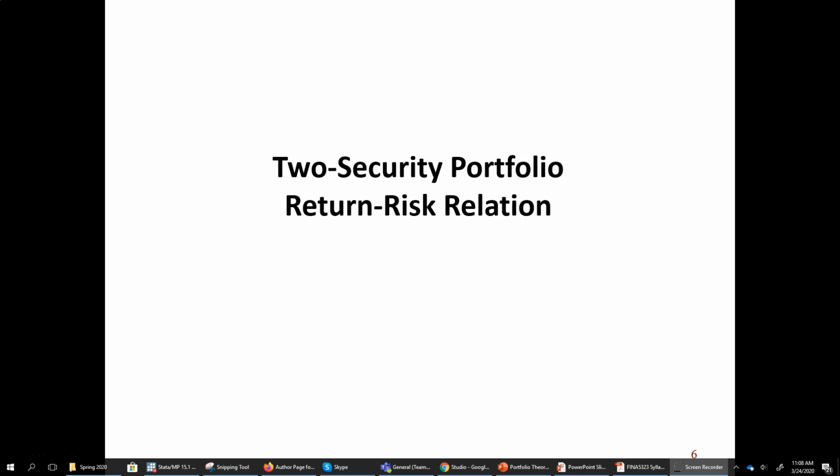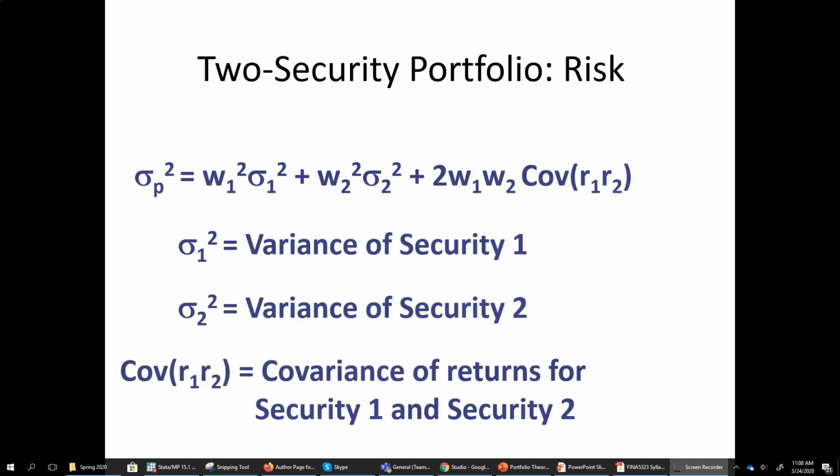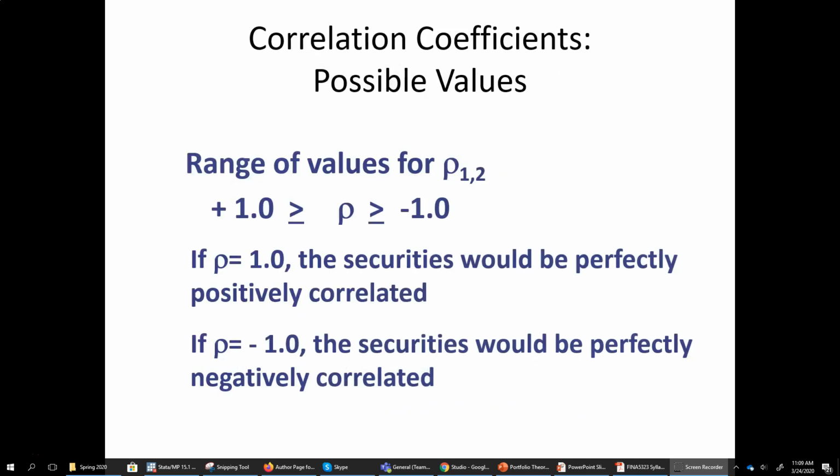So let's begin by reviewing the two security portfolio. In a two security portfolio, we talked about risk, and we've covered this before. We look at the variance of the portfolio, and that's the weight in the first asset multiplied by the variance of that first asset, plus the weight of the second asset multiplied by the variance of the second asset. And then we have how the two assets move together, their covariance. And once we know covariance, we can calculate something called the correlation coefficient.